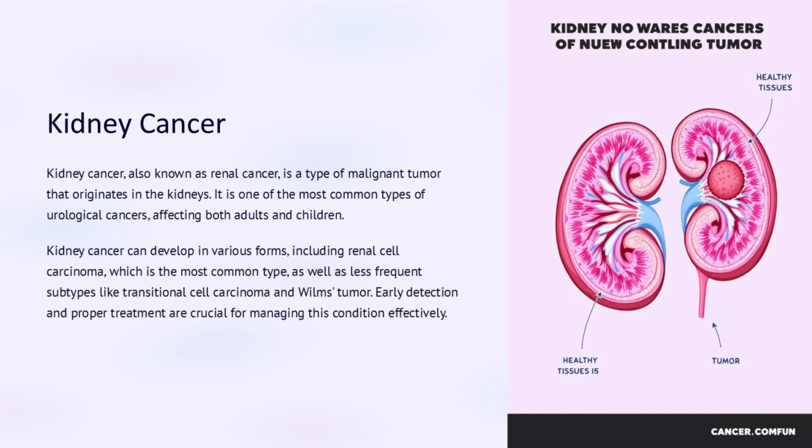Kidney cancer is a type of malignant tumor that originates in the kidneys, one of the most common urological cancers. It can develop in various forms, with renal cell carcinoma being the most common type, as well as less frequent subtypes like transitional cell carcinoma and Wilms tumor. Early detection and proper treatment are crucial for managing kidney cancer effectively. The slide includes a detailed illustration of the kidney anatomy with a cancerous tumor, which helps visualize the condition.